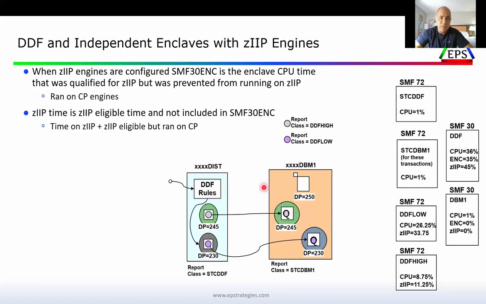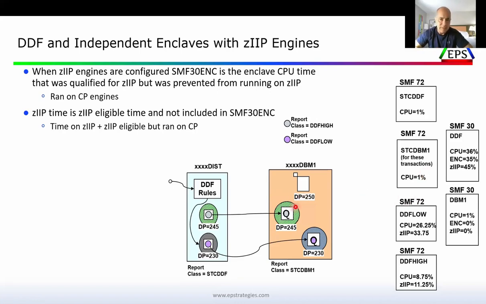And when you look at the measurements for the DDF address space from an SMF72 point of view, it's going to be very small. The dist address space doesn't do very much. It accepts the transaction, it classifies the transaction, it puts it into an enclave, and so on. Not very interesting. And if I look at the SMF time for the DBM1 address space as it relates to these transactions, it too is very small. DBM1 does a lot of other stuff so it's going to have a lot of CPU time, but relative to these transactions, it's only a small amount of CPU time.